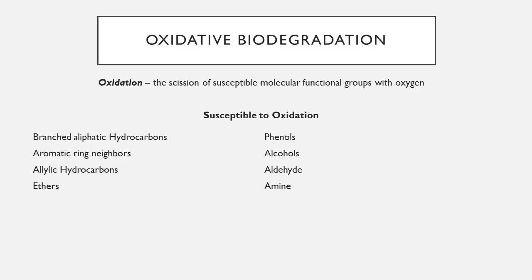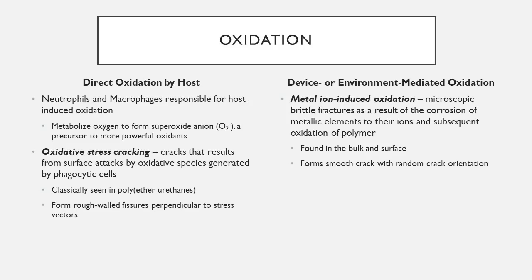Classic examples would be branched hydrocarbons, so aliphatic, meaning nonlinear chains of hydrolyzed groups. Aromatic ring neighbors, allylic hydrocarbons, so ones that have double bonds in them that are particularly prone to oxidative reactive groups. Ethers, phenols, aldehydes, these are all groups that are typically susceptible to oxidative stresses. I don't have all the groups labeled out as I did with the hydrolysis groups. The book gives an excellent breakdown of the different structures that are susceptible to oxidative degradation.